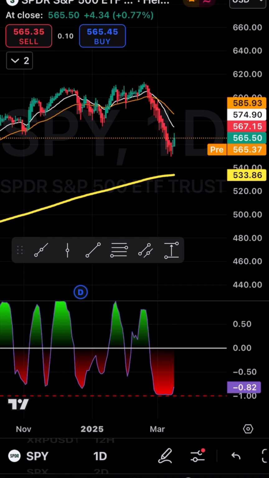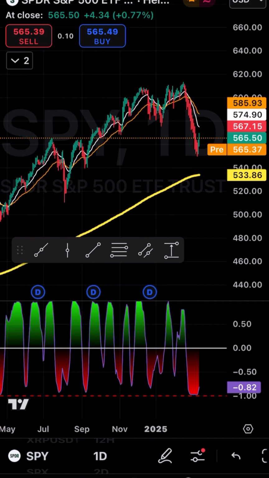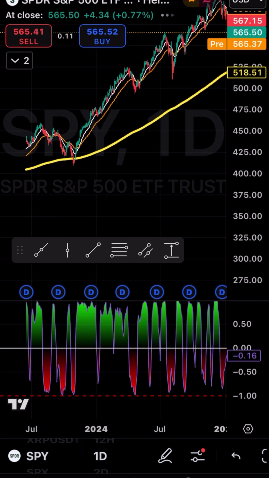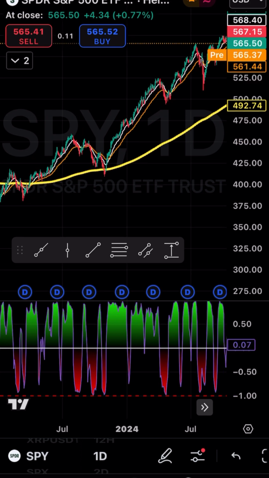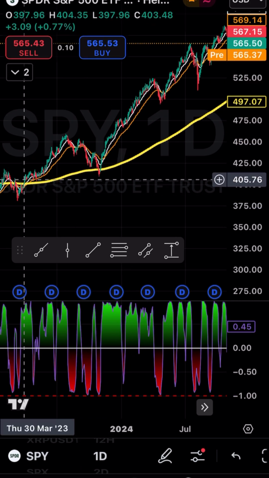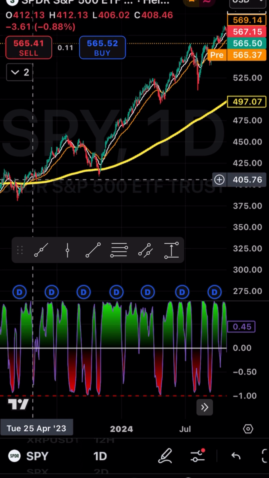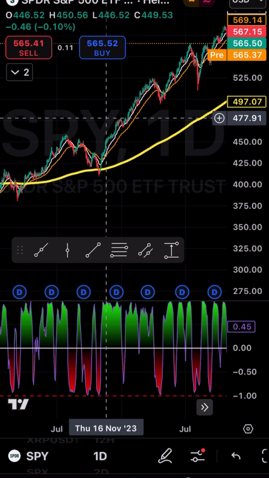So if you're doing this on the day chart, we'll start with the day chart, but the further out you go in the time frames, the less often this is going to happen. So if we look at the day chart, we'll look at the last time that it crossed, and the last time it crossed was right here. So this was on March 27th. If you came in at this point, you could have ridden this entire thing.